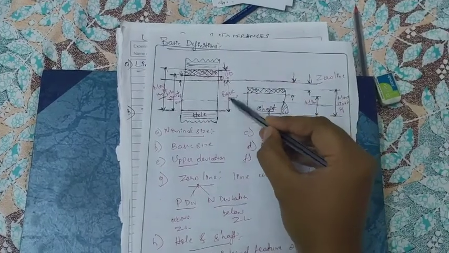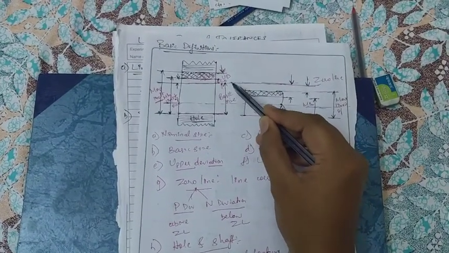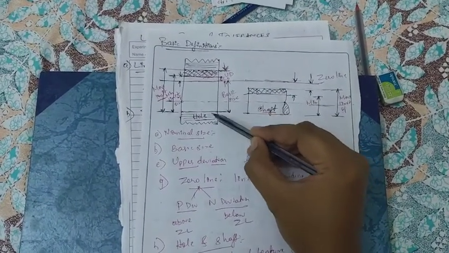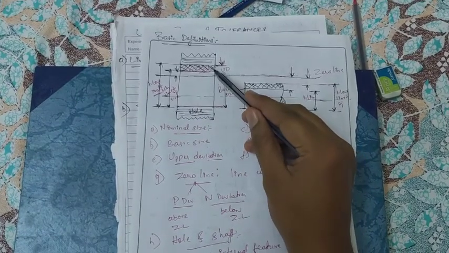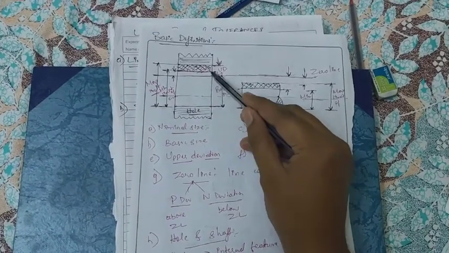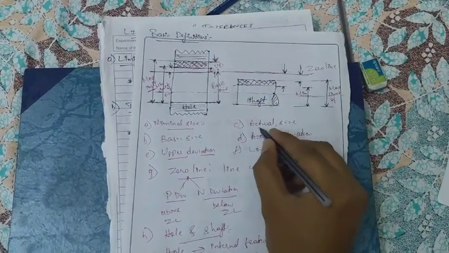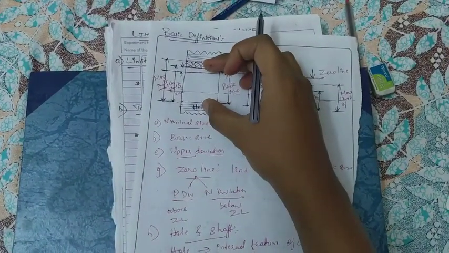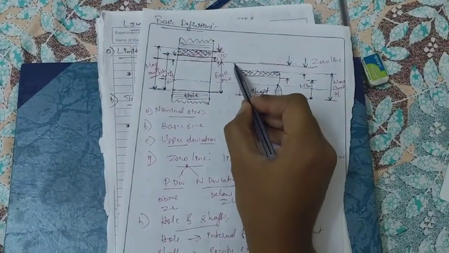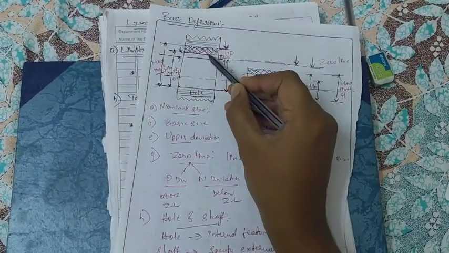And the basic size is what? From the bottom to the zero line is the basic size. But the actual size is from this point to this line, from this line to this line. Here we have discussed the actual size, right? This actual size is only this much, not with respect to the zero line, from here to here.